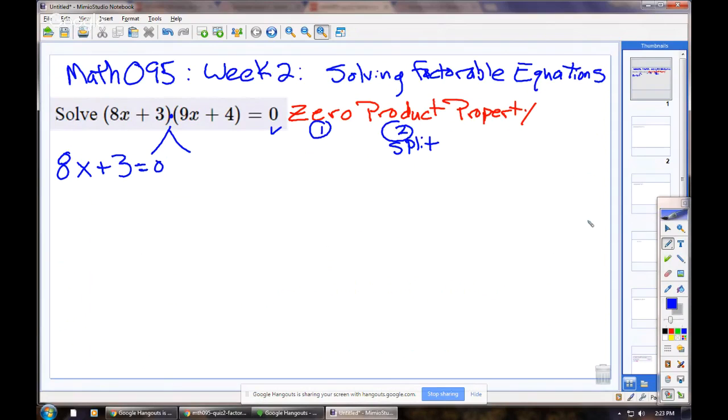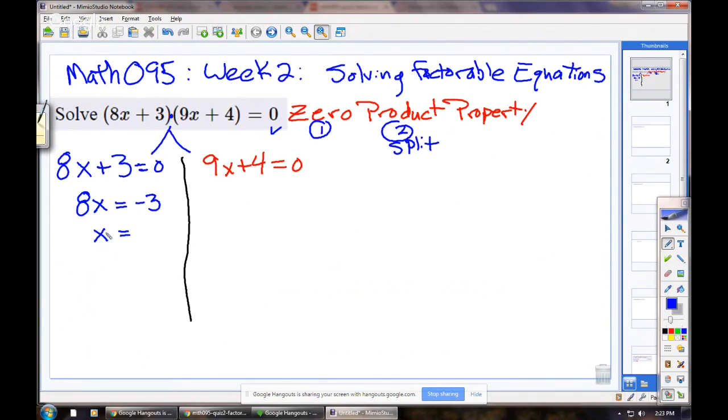So the other one, let's write that in a different color. How about red? The other one is 9x plus 4 equals 0. So I'm just breaking this into 2 different problems. Draw a line in between. Solve this one right here, I would subtract 3 from both sides. So I get 8x equals negative 3. And then I would divide both sides by 8. So I think x is negative 3/8. I think that's one answer. I don't know yet. Let's do the other one.